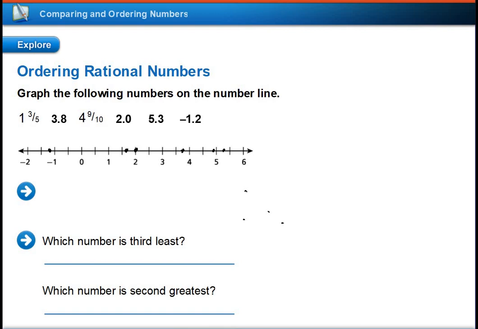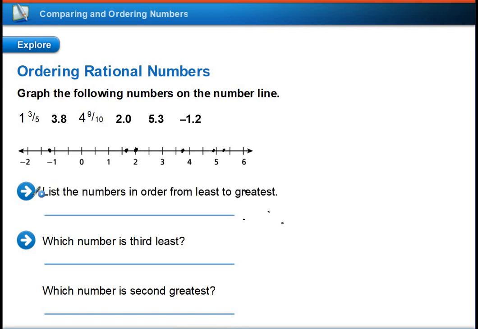So looking at this, we want to know which number is the third least number. Oops, I didn't realize that I missed that one. Sorry. First, we're going to list the numbers in order from least to greatest. So again, on a number line, we start from the left and work our way to the right. So this number here we know was the -1 and 2/10. The next number was the 1 and 3/5.